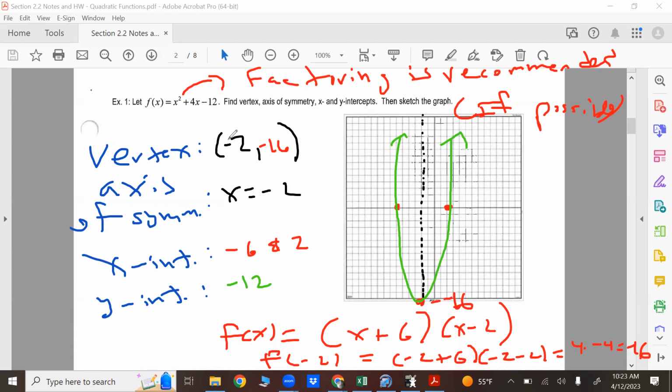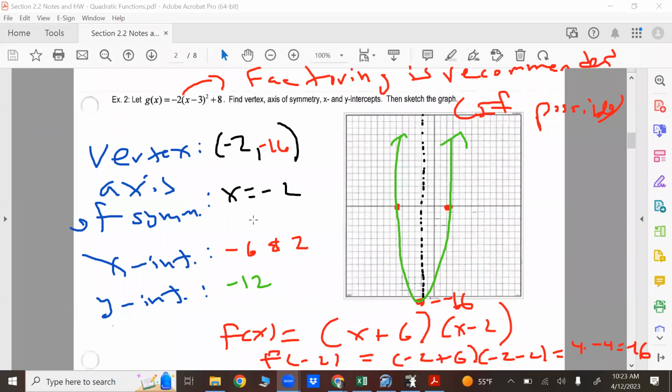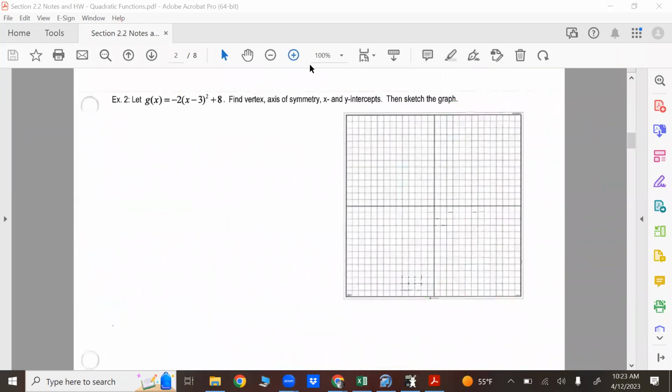Yeah, this is the most efficient way for doing the problem. It's not formulaic, it's more understanding and using a skill set like factoring, right? So, okay, let's keep moving. Now in this case, it's already given to you in vertex form, right? So again, let's write this out.